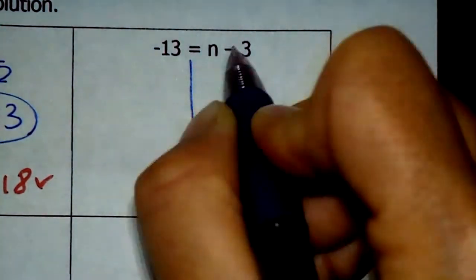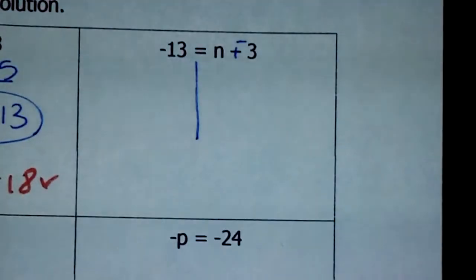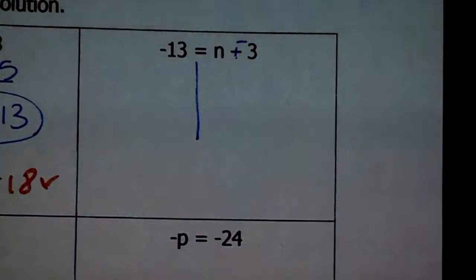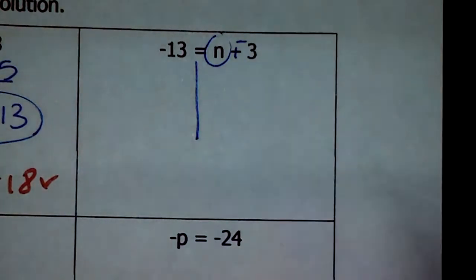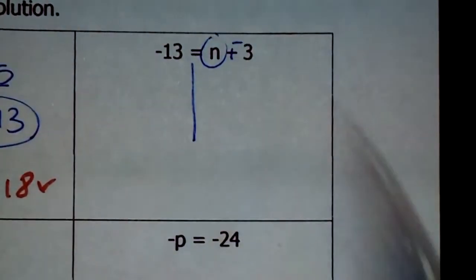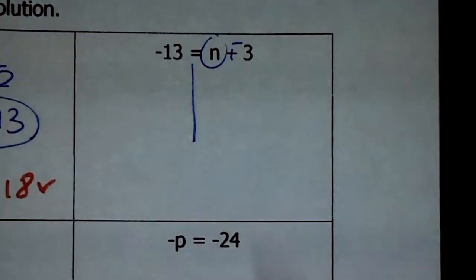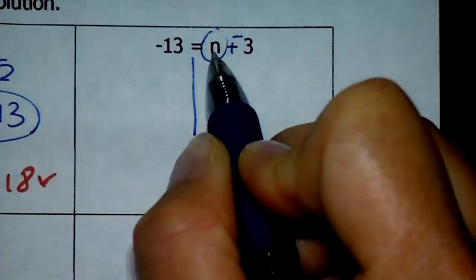Next, I see some subtraction. I'm going to keep, change it. Only change the sign of the number that follows the subtraction sign. So this is really an addition equation. It's okay that the n is over here. There's not a law that says that it always has to be on the left. So I want it to be by itself, and it's okay for it to be by itself on that side of the equation. I want to get n by itself over here.